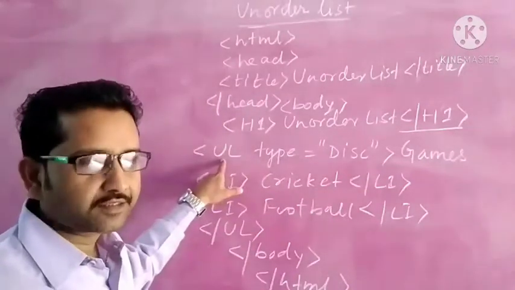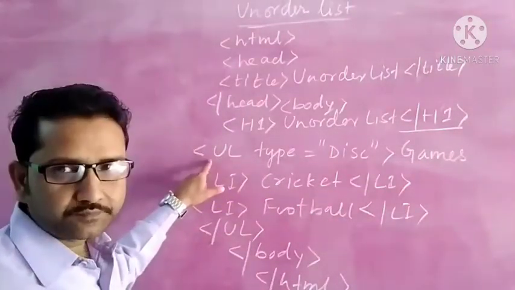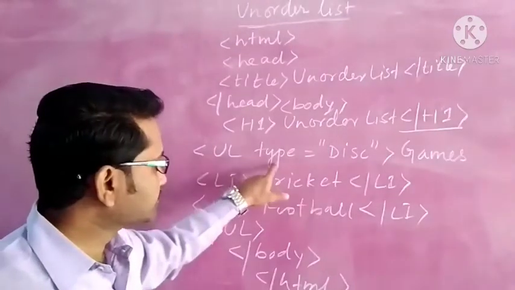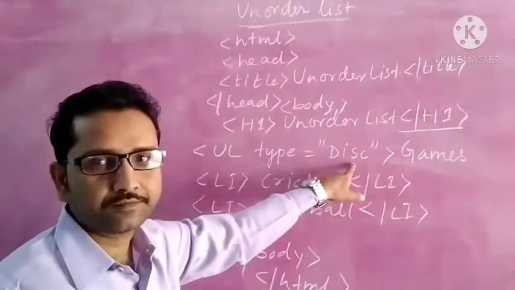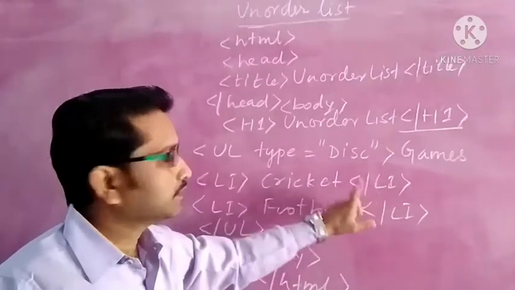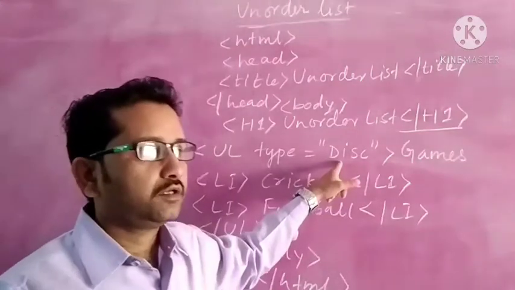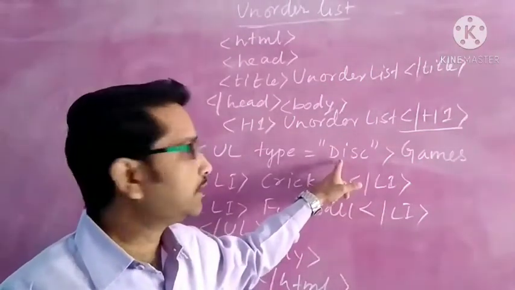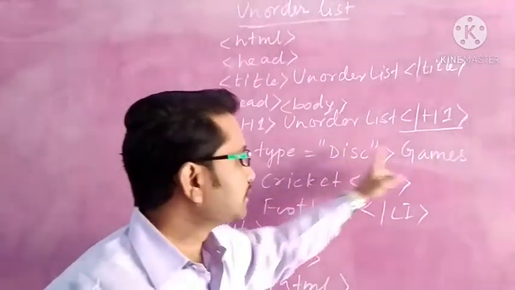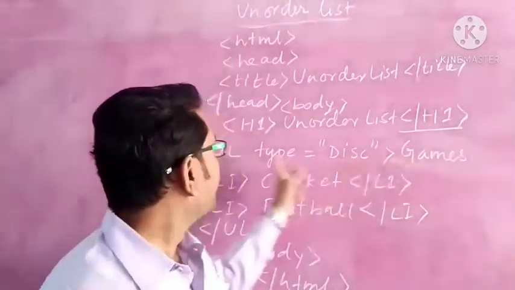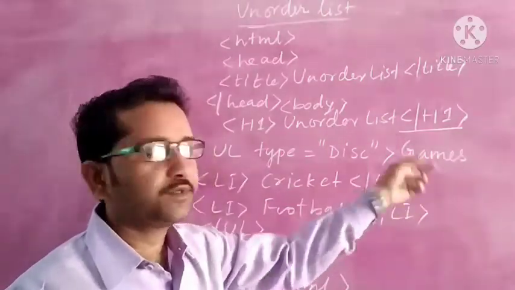After that I have written UL. UL means unordered list. Unordered list type equals disk. I have used disk, which is used to get an unordered list. After that I have written games. It will be the heading. Unordered list will be games.